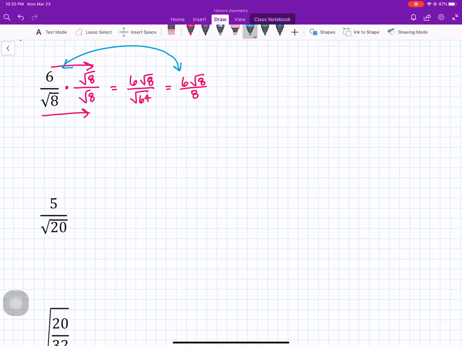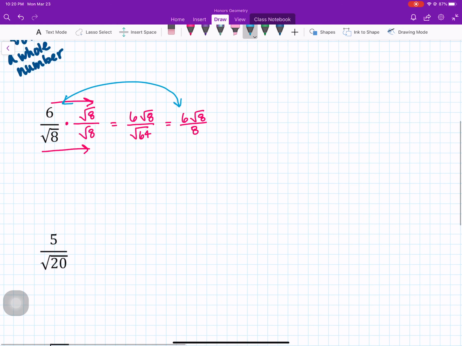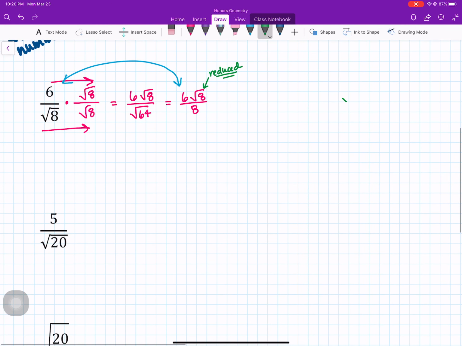However, this fraction, unlike the fraction above it, can be reduced. It can be reduced in a couple different ways. Radical 8 can be reduced, so maybe we should start there. Let's come over here off to the side. Radical 8 is the square root of 4 times the square root of 2, which is just 2 root 2. So I'll replace that. I have 6 times 2 root 2 over 8. And I can do 6 times 2, which is 12 root 2 over 8.